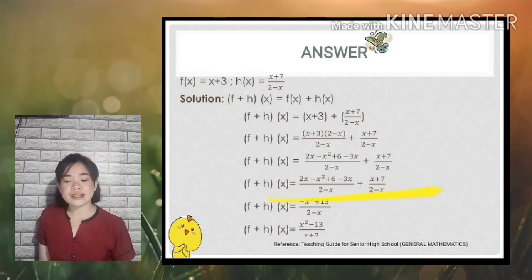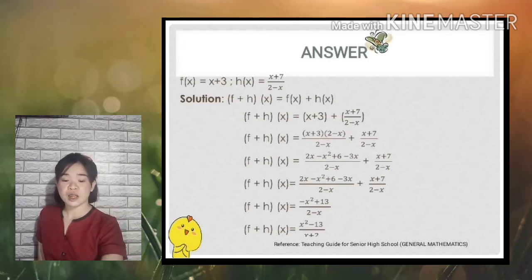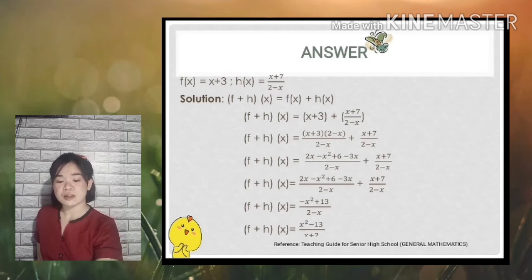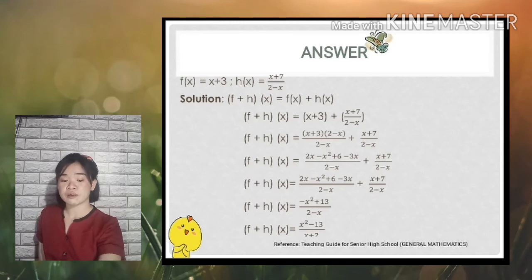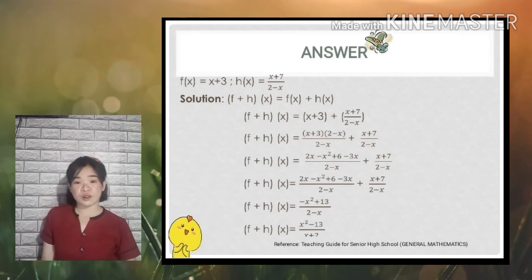Since we already have the same denominator, we can combine the numerators. So in this case, 2x minus 3x is negative x, plus x is equal to 0. So that is eliminated. And then negative x squared, that is only 1, so right here, bring down negative x squared. And then the constants are 6 and 7. So 6 plus 7, that is positive 13, all over 2 minus x.